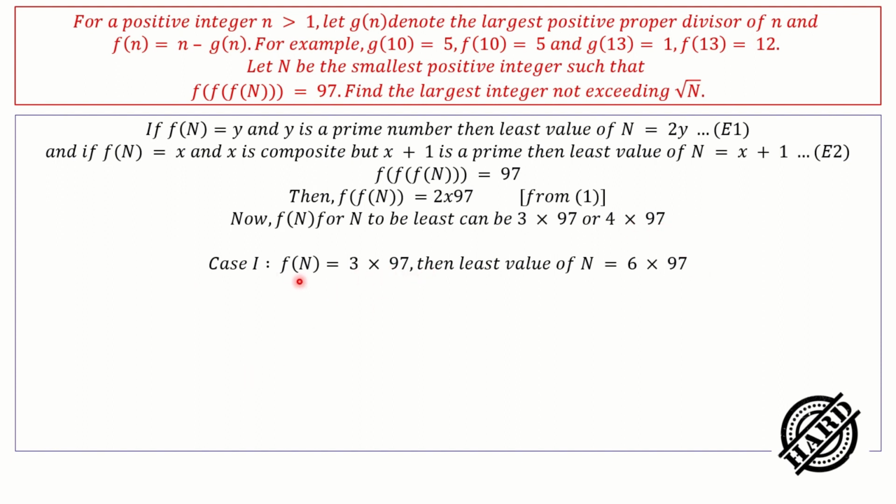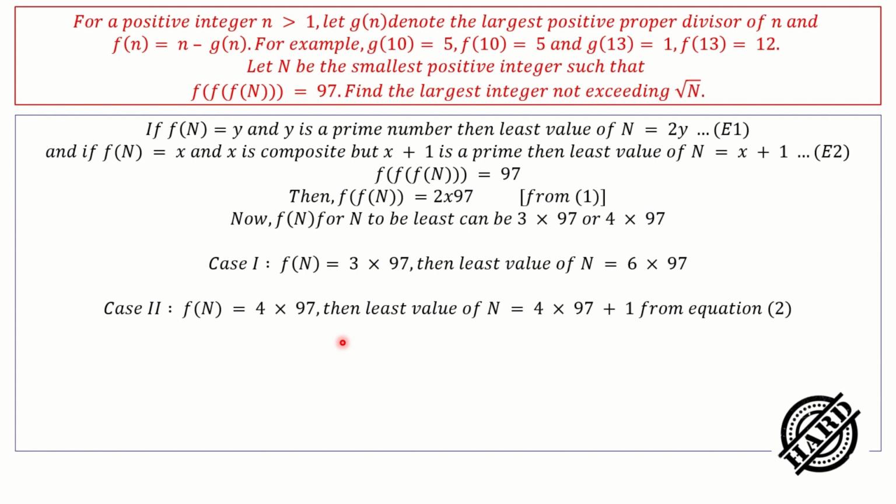Let's take the first case. f of n equal to 3 times 97. Then the least value of n equal to 6 times 97. Correct? You can cross check again. Take an example and try it. Okay, next.